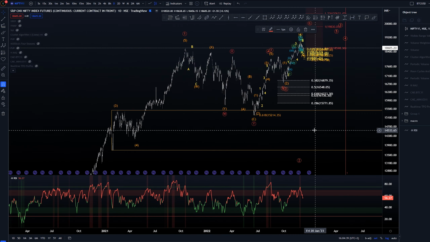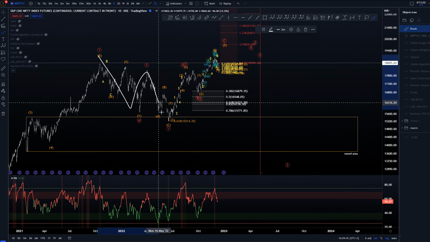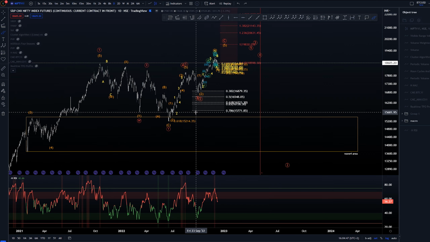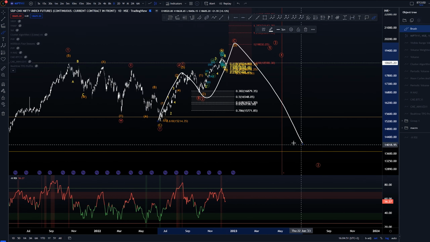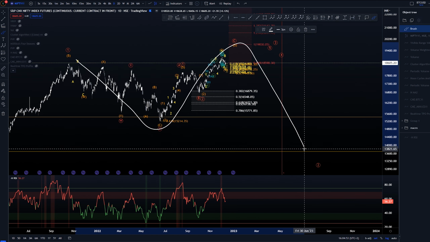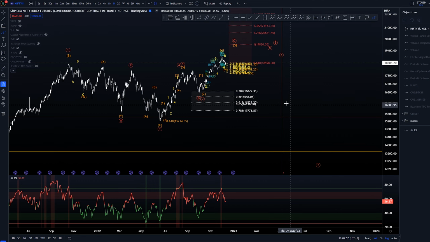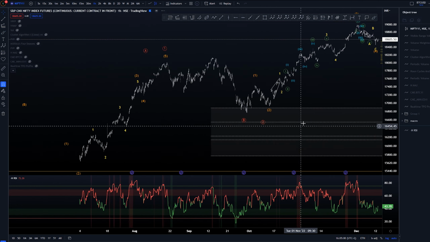There was also another possibility where the wave 2 is not done, and this structure here was just the first structure of wave 2 here, and then we would be putting up some kind of ABC structure here before we are creating this flat structure here for that wave 2. So both of those are still on the table. Let's zoom in now and check what has been happening.